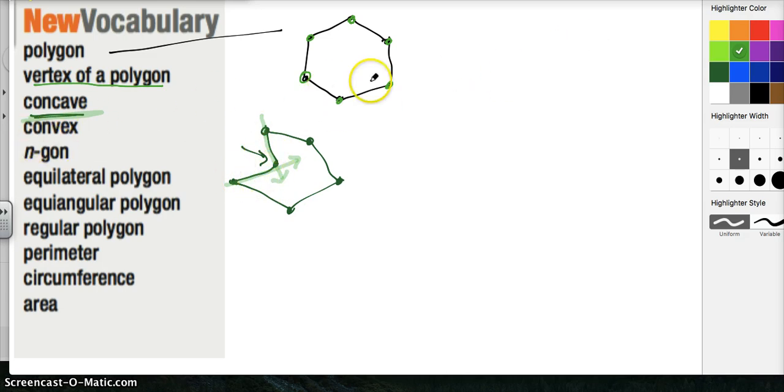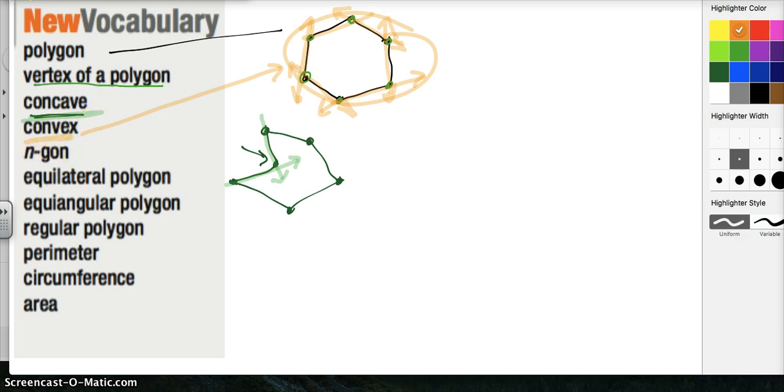And a convex polygon would be this guy over here. This one that we drew in the beginning is a convex polygon. So in a convex polygon, all the sides are, for lack of a better term, out. Or if you want to continue with that definition we talked about, if I extend all the sides, if I draw the line that contains each of the segments that make up the sides or the edges of the polygon, notice that none of these sides cross the interior of the polygon. So we've got polygon, vertex of a polygon, concave polygon, convex polygon, and then we talk about n-gons.